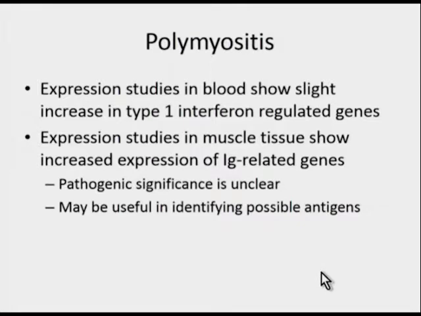Expression studies, as we were just looking at in dermatomyositis, also show some slight increase in type 1 interferon-regulated genes, but not upregulated so much as in dermatomyositis. And expression studies in the muscle tissue show an increased expression of immunoglobulin-related genes. This is of unclear significance, but it may be useful in identifying possible antigens in an experimental setting.